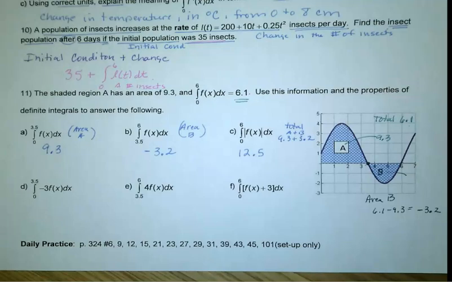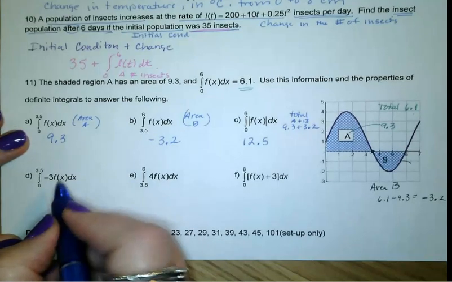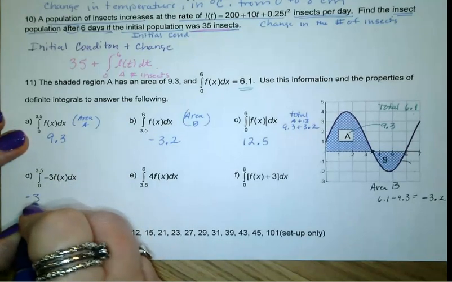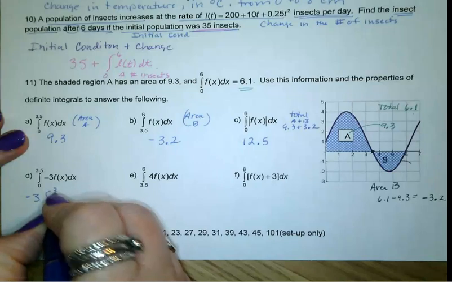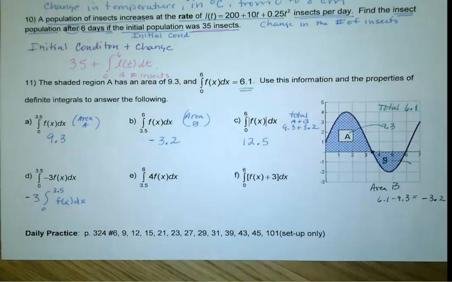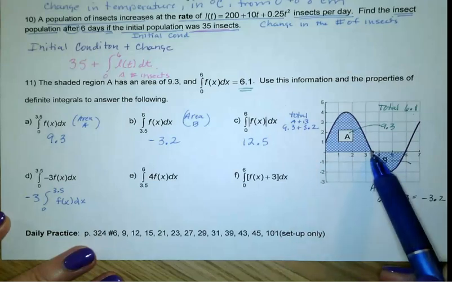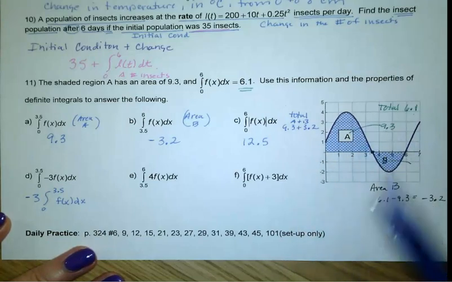All right, so then I get down to my next one right here. And so I'm going to go ahead and pull my negative 3 out here and go from 0 to 3.5 of f of x dx. And so what am I looking for on the graph? I'm going to take a minute and think about where would I get this information from that graph. Okay, so hopefully you saw we're going from 0 to 3.5. So 0 to 3.5 is in fact just area of A.